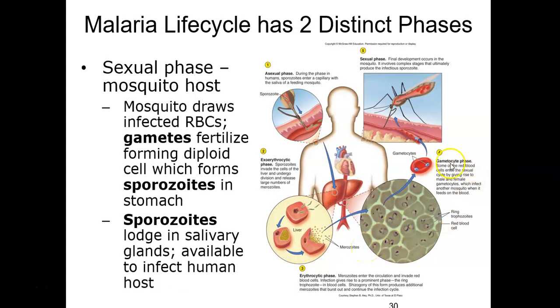the sexual phase, the gametocyte phase, where the mosquito is now going to come back and it's going to take a blood meal. And when it does, it's going to withdraw some of those infected red blood cells, and those gametes are going to create sporozoites again in the stomach of the mosquito. Now, what happens is the sporozoites, as they come up, they actually block the salivary glands of the mosquito.